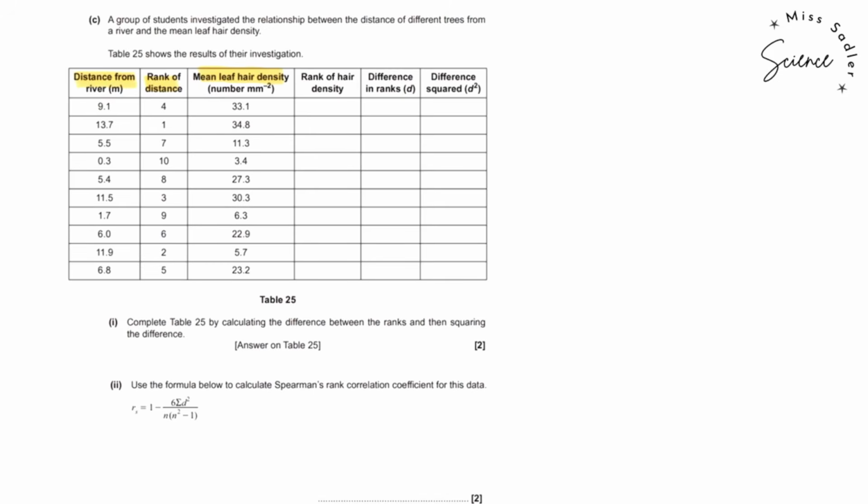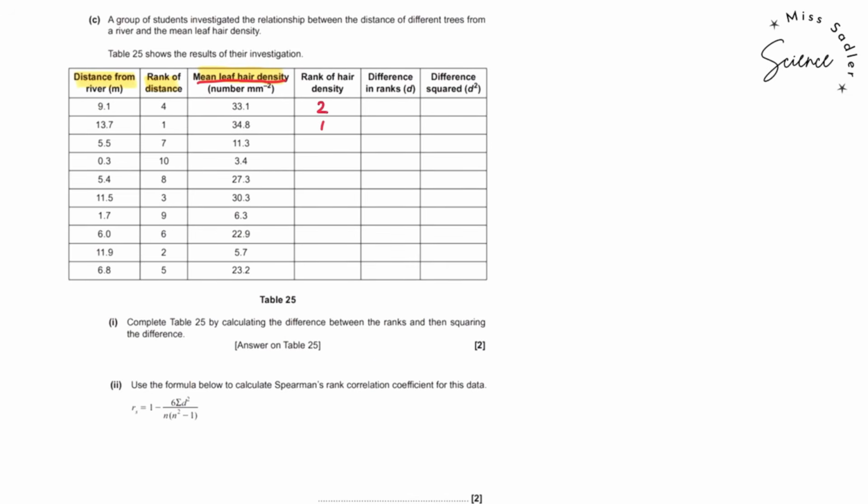And that will then form the first part of our Spearman's rank correlation for the next part of the question. So to do this, the very first thing we need to do is rank in order high to low for the mean leaf hair density. So we go through this data and we look for the highest one, and that becomes rank number 1. And then we go through the rest of them in order.